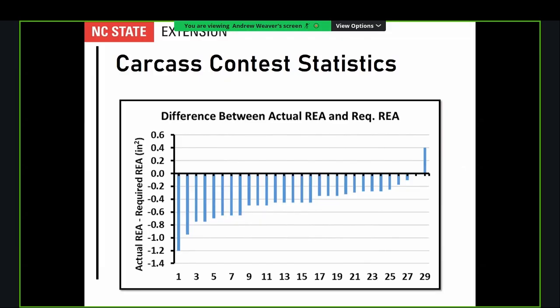Distribution of actual ribeye area relative to required ribeye area. Again, we're a little bit on the low side, right? We had a lot of animals whose actual ribeye area was less than the required ribeye area relative to carcass weight. And so this is another distribution that we would have liked to see shifted a little bit more to the right, in terms of having equal to or larger ribeye areas relative to the required ribeye area for that carcass weight.